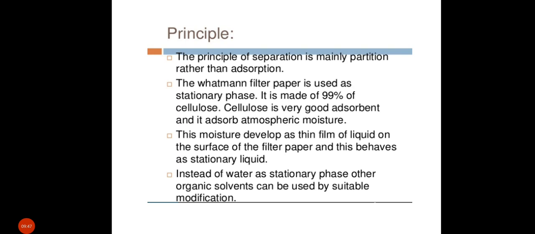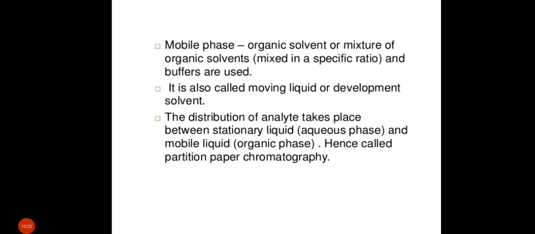The Whatman filter paper is used as the stationary phase. It is made of 99% cellulose. Cellulose is a very good adsorbent and it absorbs atmospheric moisture. The moisture develops as a thin film of liquid on the surface of the filter paper, and this behaves as the stationary liquid. Instead of water as the stationary phase, other organic solvents can be used by suitable modification.